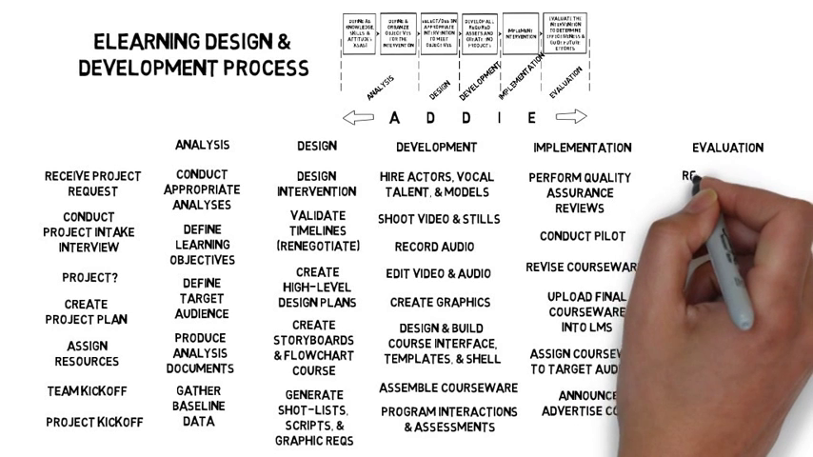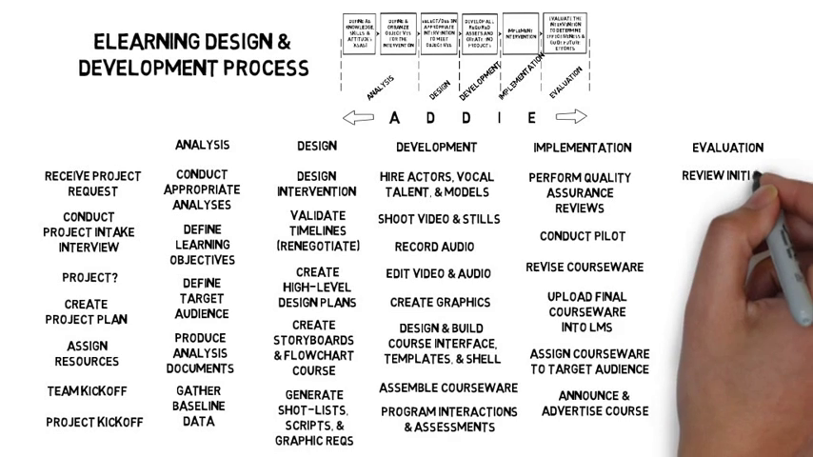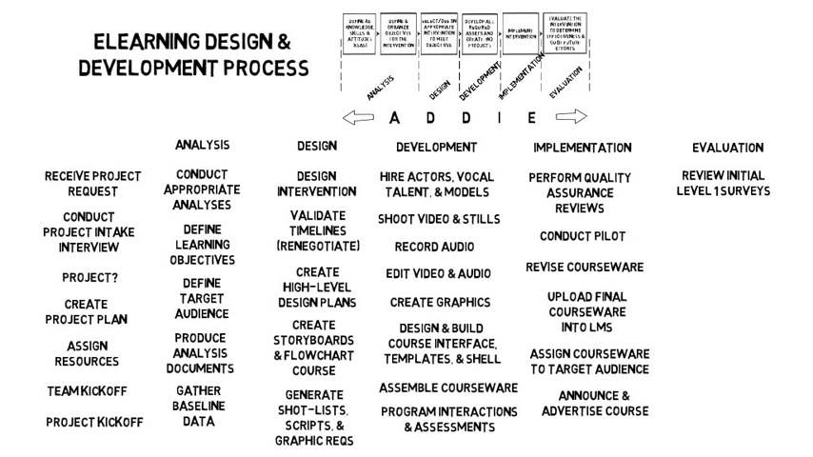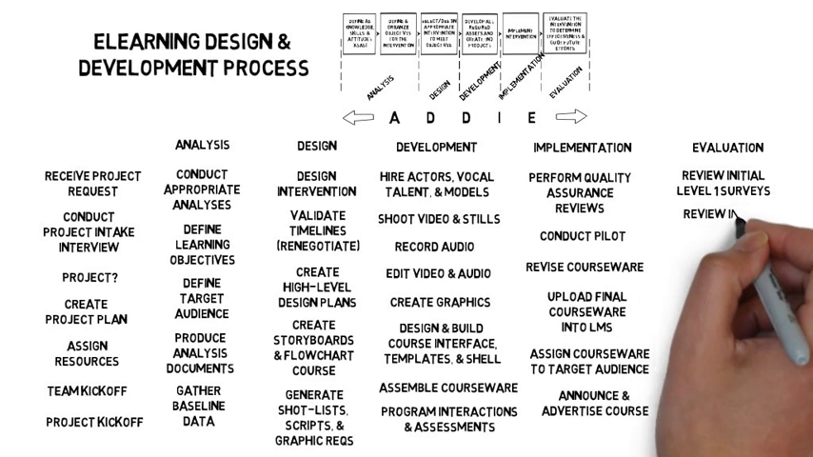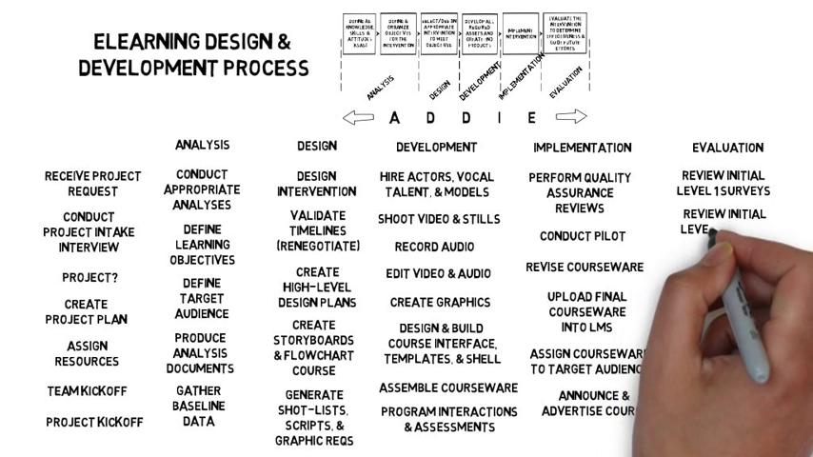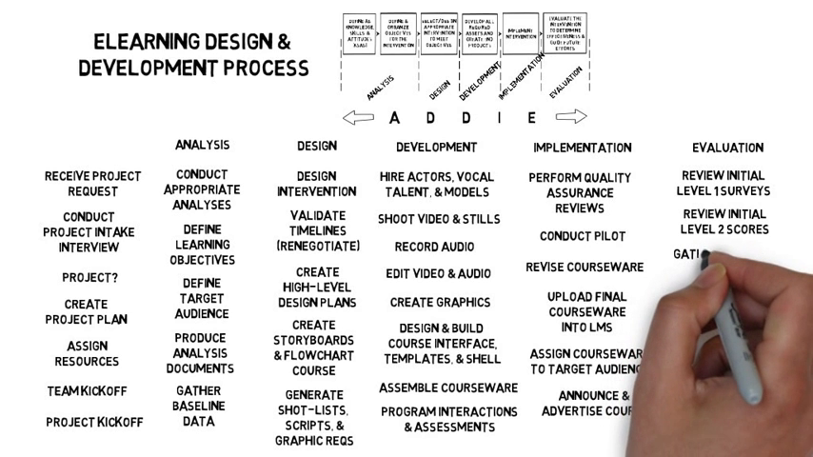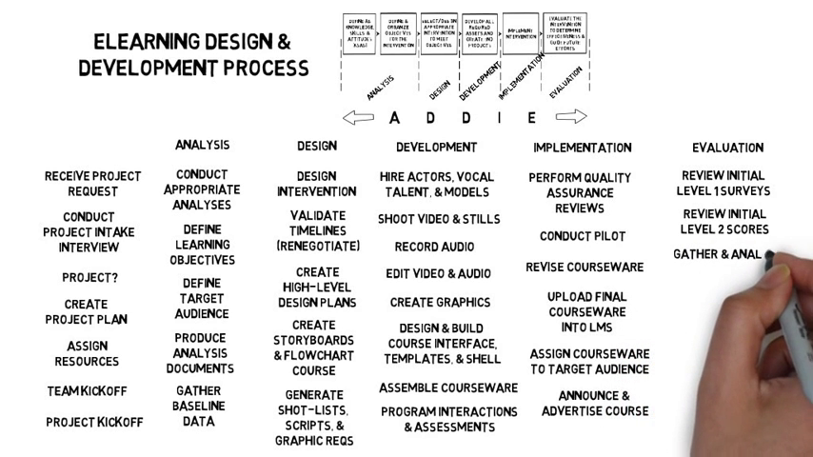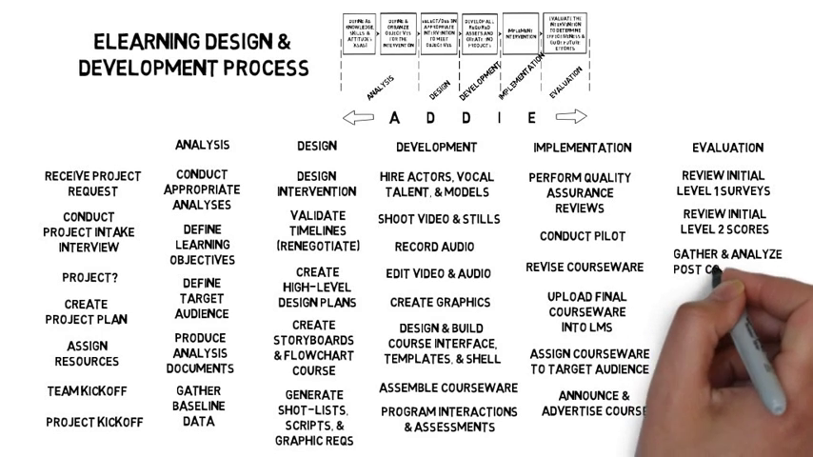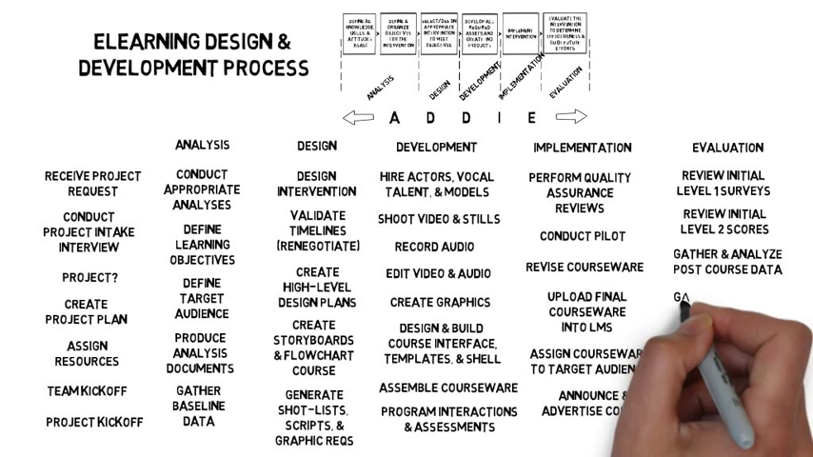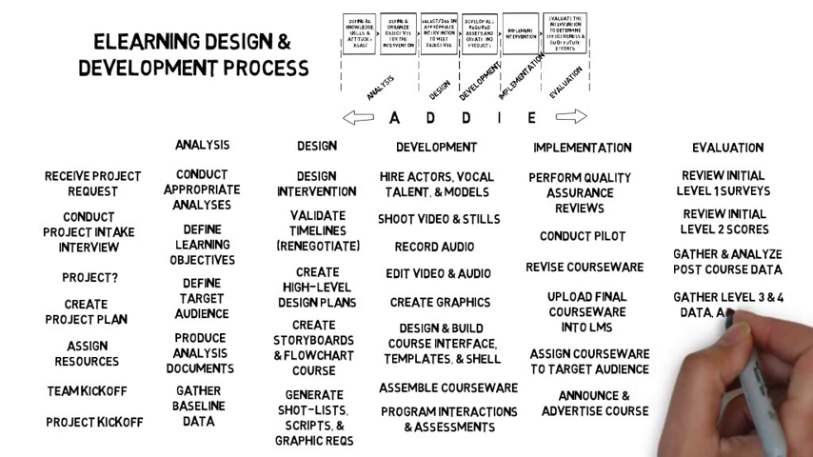After the course has gone live, you're ready to review your initial Level 1 surveys. These are your learner reactions to the courseware. Next, review your initial Level 2 scores. Level 2 scores are the results of quizzes and tests. After the course has been live for some time, you're ready to gather and analyze your post-course data. This will be compared to your baseline data to determine the impact. Gather any additional Level 3 and 4 data as needed.